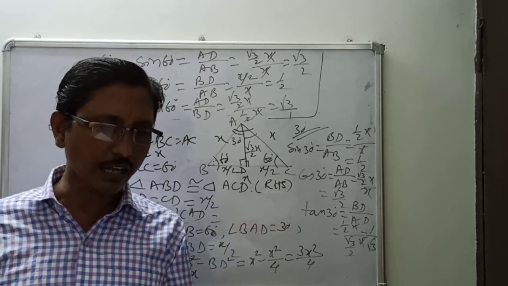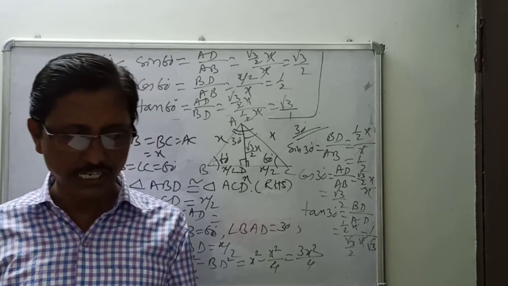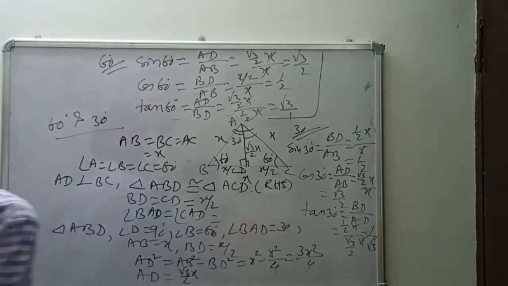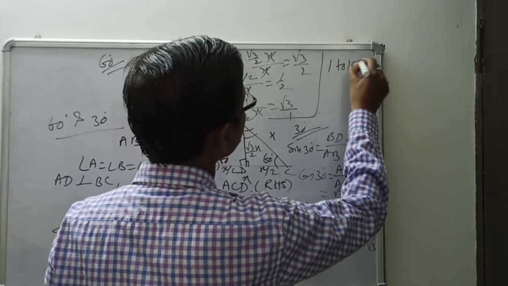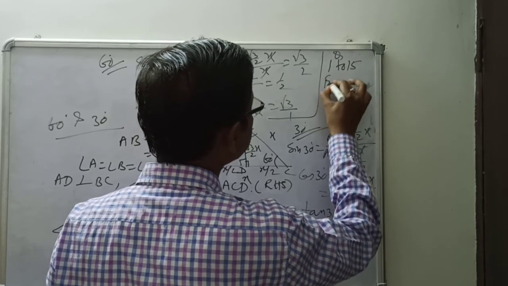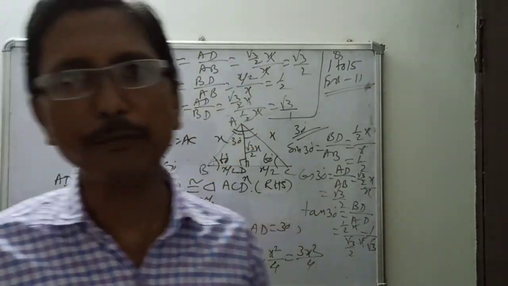First, you will start exercise 11, questions 1 to 15. You will practice. Question number 1 to 15 in exercise 11. You will do that one, and next we will do by preparing the table also.